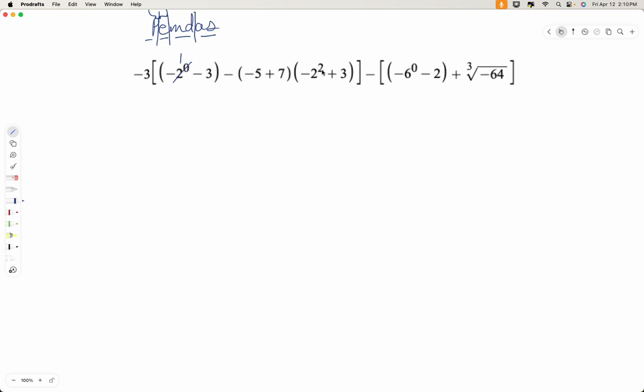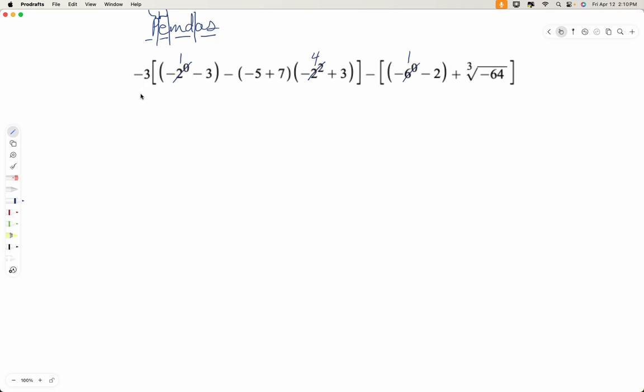I've got 2 to the 2nd power. Well, 2 times 2, that's going to be 4. I've got another 6 to the 0. Something to the 0 is always 1. And then I see here that I've got a radical. Well, it's not in a parentheses with anything else, so I can wait on it.